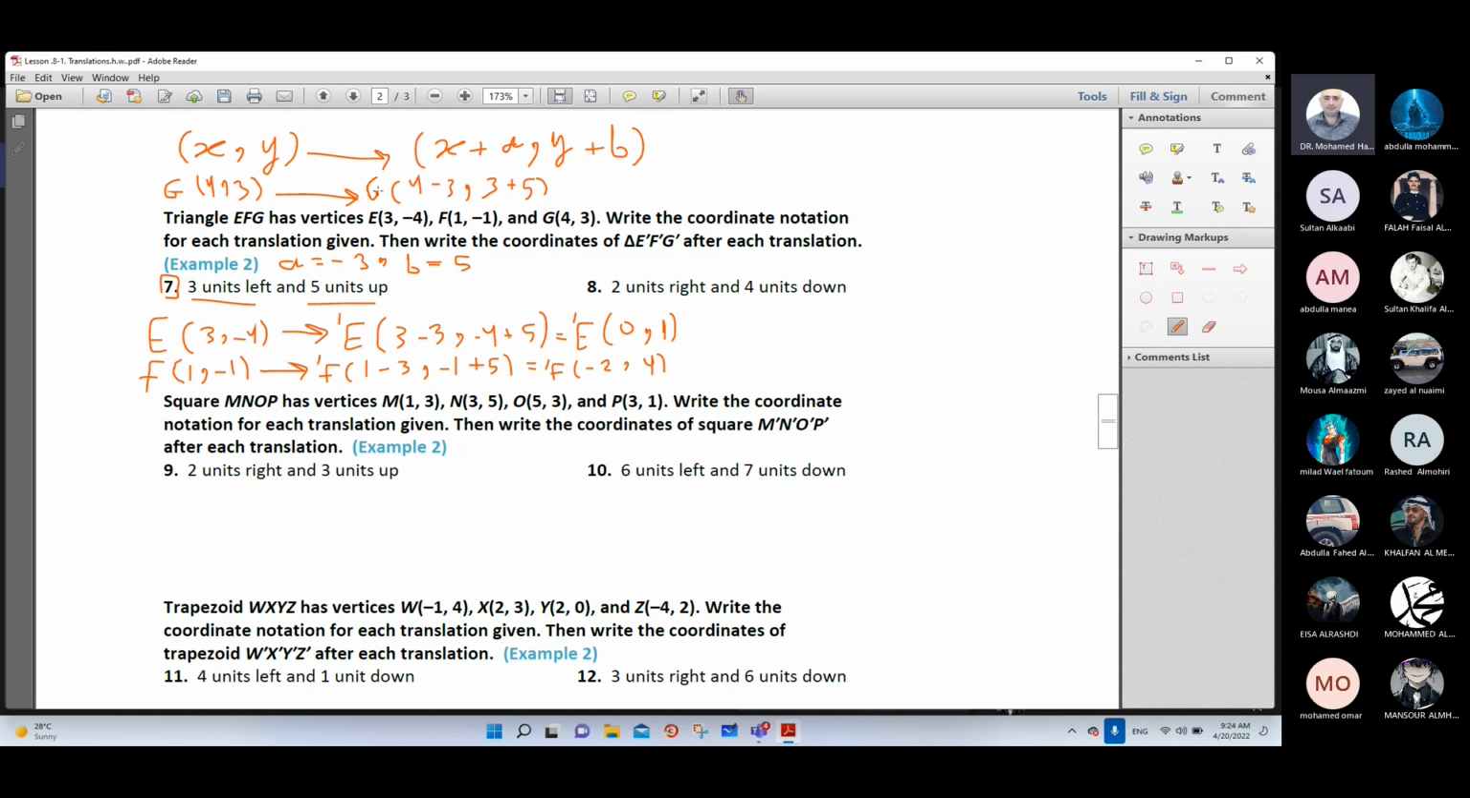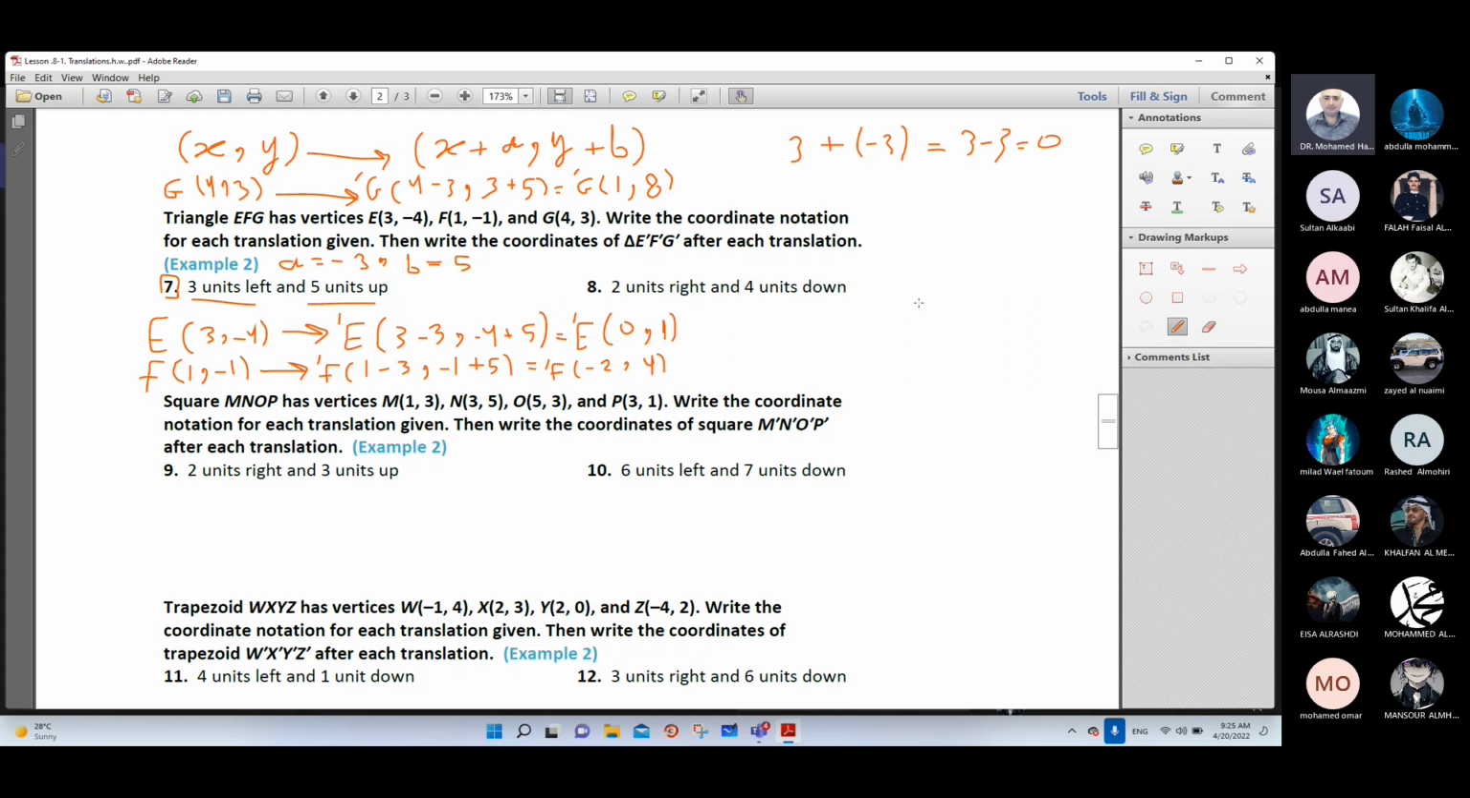This is G prime. So 4 minus 3 will be 1, and 3 plus 5 will be 8. Do you have any question about this? Yes. Was the value of A negative 3? So 3 plus minus 3 means 3 minus 3. Will be 0.